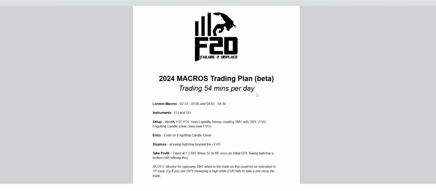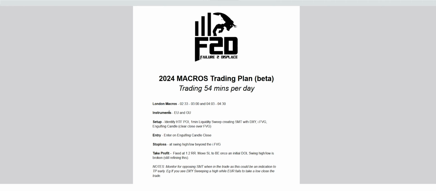So my current trading plan is trading the two London macros. The first macro is 2:33 AM to 3 AM and the second macro is 4:03 AM to 4:30 AM. There is some question over whether these are valid ICT macros or not. All I will say is that I've been backtesting these for over a year now and forward testing these since the beginning of this year with good success. So I'm sticking with these times, irrelevant of whether they're actually ICT macros or not. They seem to produce momentum, so it's worth at least backtesting this for yourself.